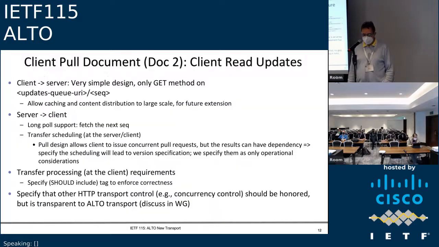Then let's move to the next slide, the proposal for the pull document and client read updates. It is a very simple design. Only the GET method is used here, and it could also be used for caching and content distribution at large scale. The server and client also support long pull and transfer scheduling, and the pull design allows the client to issue concurrent pull requests, which optimizes the whole design. Transfer processing and requirements are specified more or less as described, and we specify HTTP transport control here, but this is more or less also transparent to the Alto design.